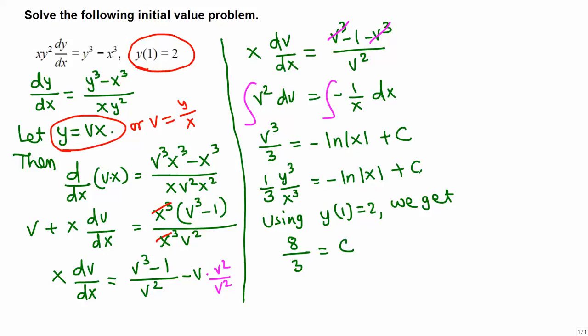Plug in c equals 8/3 and we get the final answer. This is y cubed over 3x cubed equal to negative natural log of absolute x plus 8/3. In fact, you can multiply both sides by 3x cubed and we get y cubed equals this expression. Anyway, this is final.